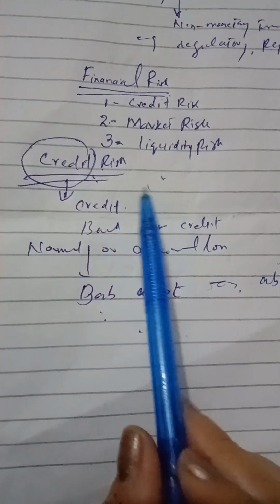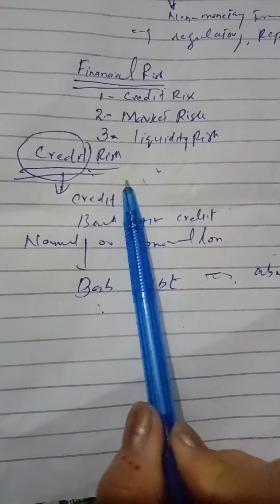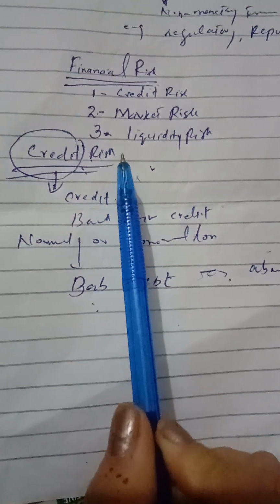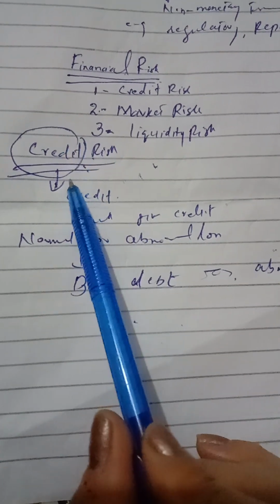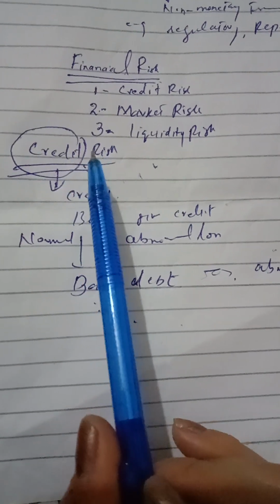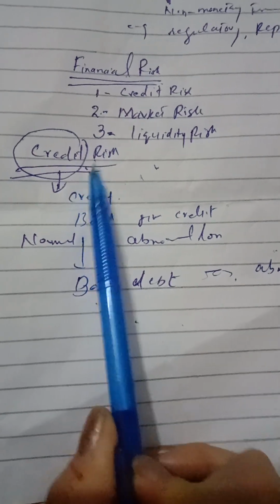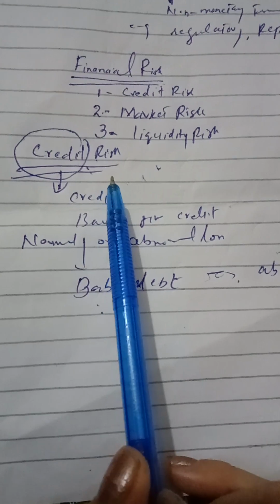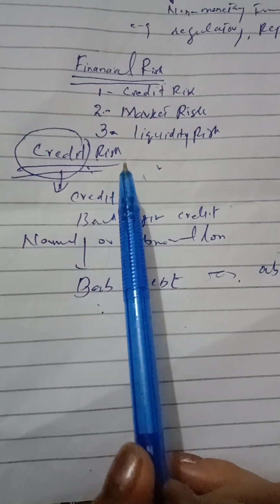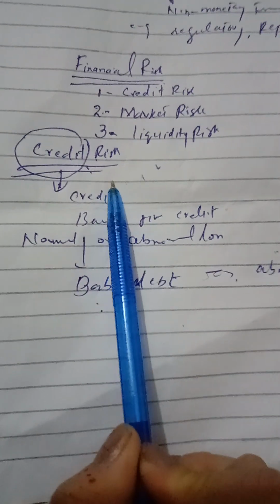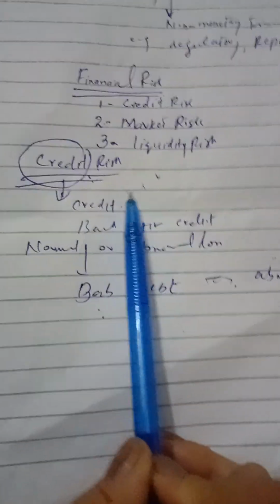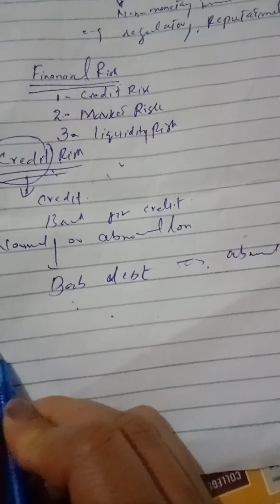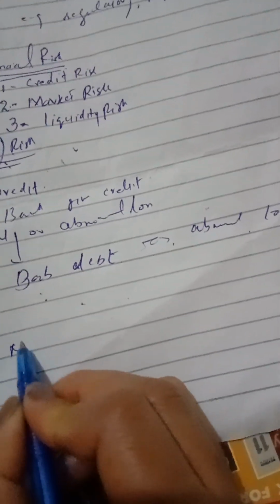So credit risk is always there, and every company encounters credit risk. If the credit is not paid within a specified time limit, the company becomes unable to get credit on time. Okay. And our second risk is market risk.